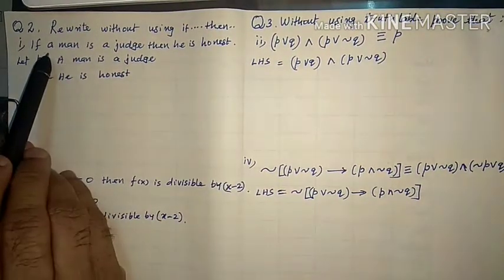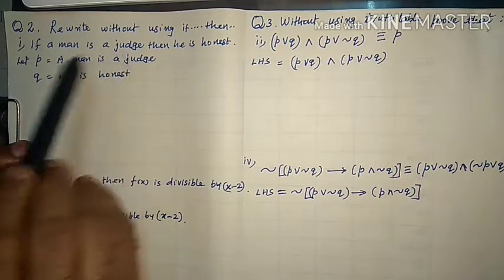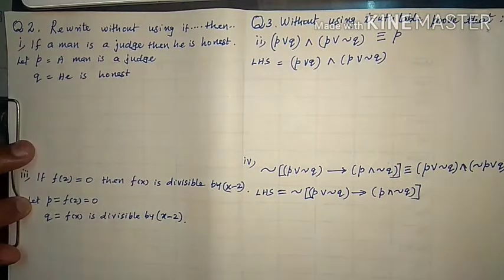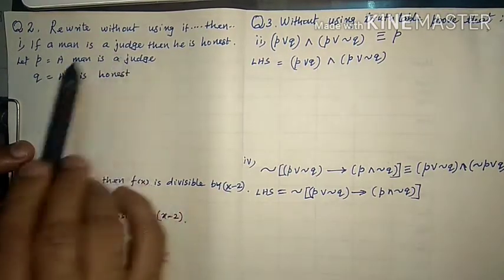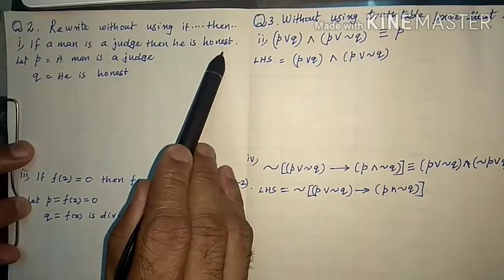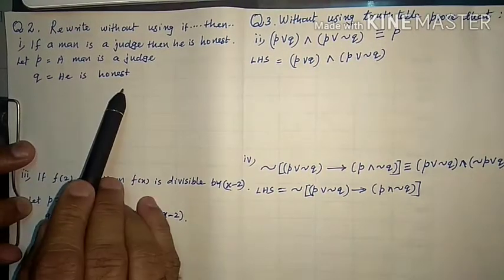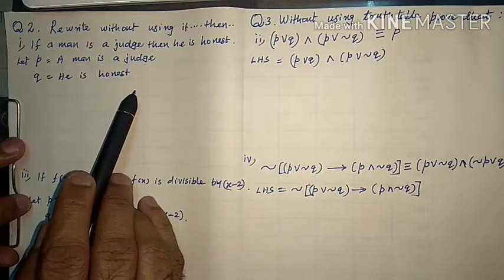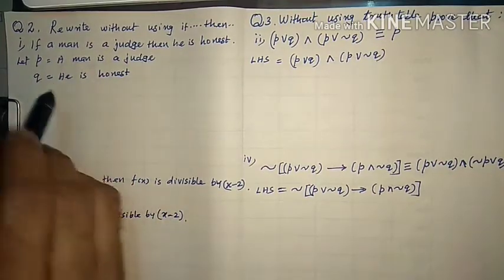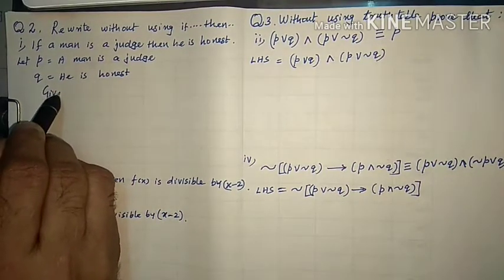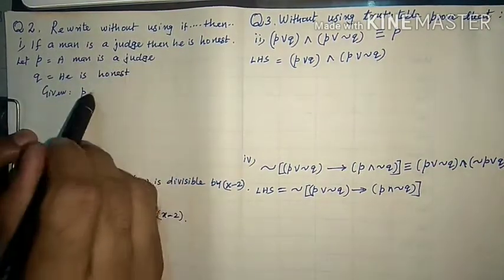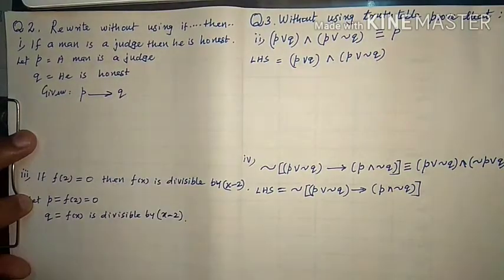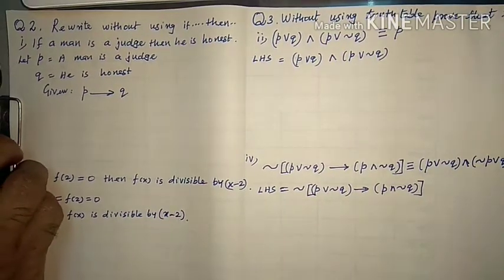Now let us consider a man is a judge. That is the antecedent statement. P stands for a man is a judge. Second part, he is honest, that is Q. That is P and Q given. What is the given statement? Given: if P then Q.